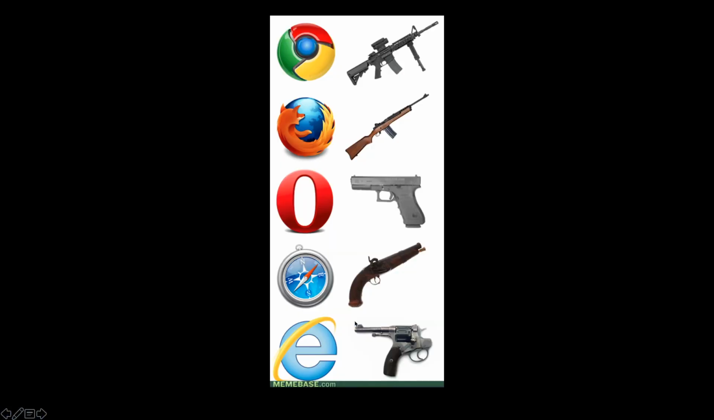I got another great cartoon, though, to show you. And this is just comparing the internet browsers with weapons. So you've got Google Chrome, and you got Firefox and Opera. That's, I don't know, is it still around? I think it is, which is a very interesting browser from years ago. And Safari is like an old revolver, blunderbuss kind of a weapon. And then you've got Internet Explorer here.